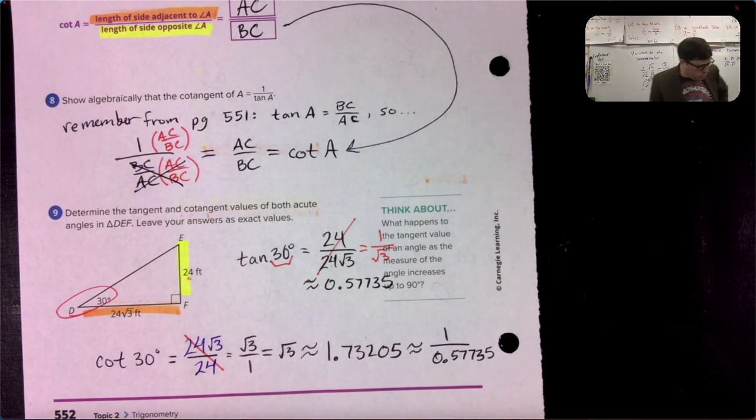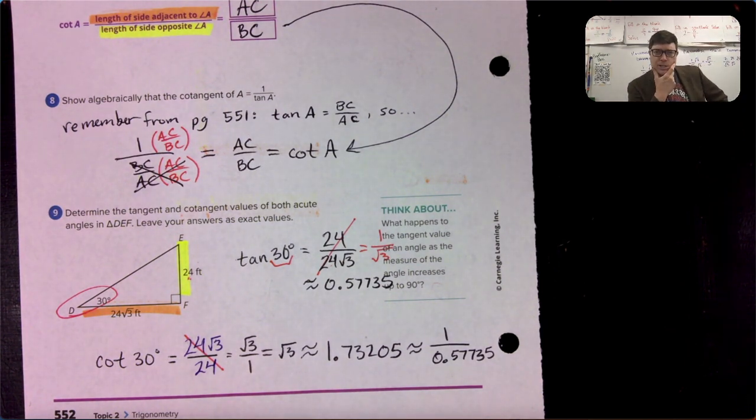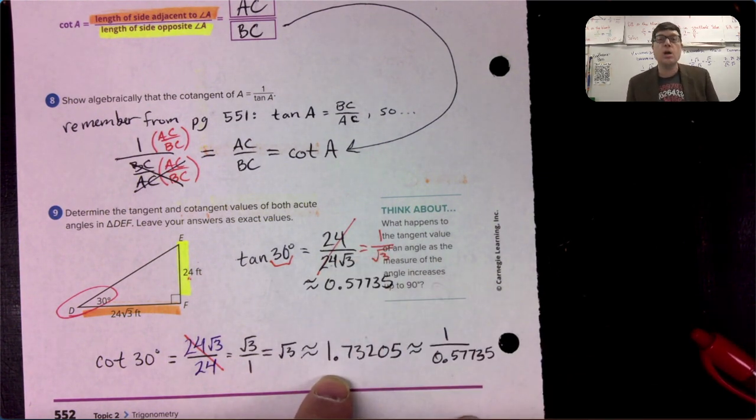Some questions to consider. What is the relationship between tangent and cotangent? Have I outlined it well enough for you here? Ponder it, answer it, think about it.